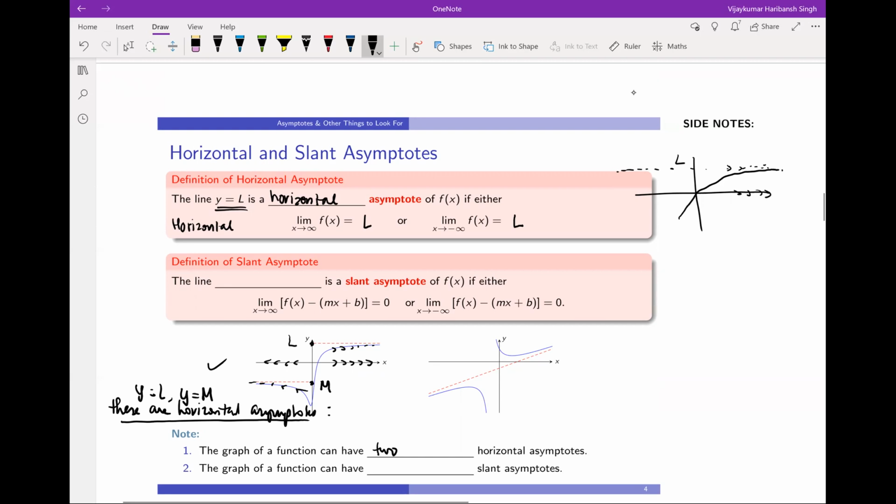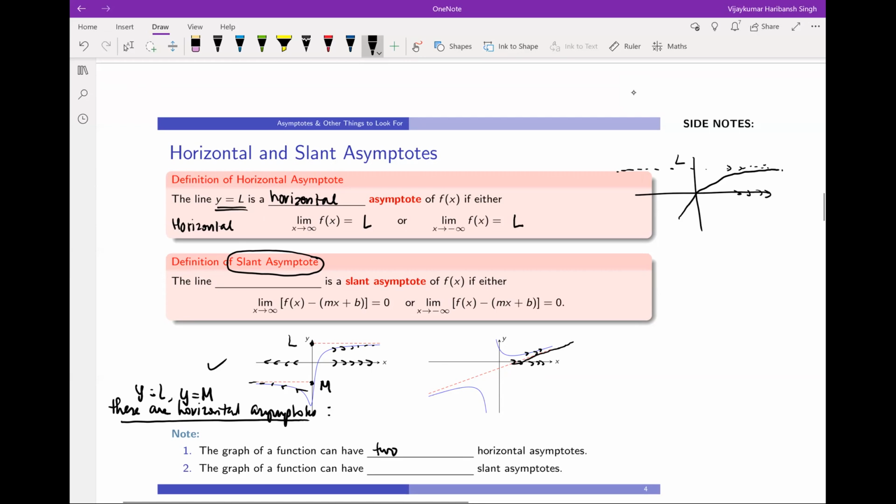Now there is another kind of asymptote which is called a slant asymptote. You can have a vertical line as a vertical asymptote, a horizontal line as a horizontal asymptote, and if you take any other line except vertical or horizontal, and your graph comes very close to it, as you can observe here, as x goes to infinity, your graph is getting closer and closer to this line here, right?